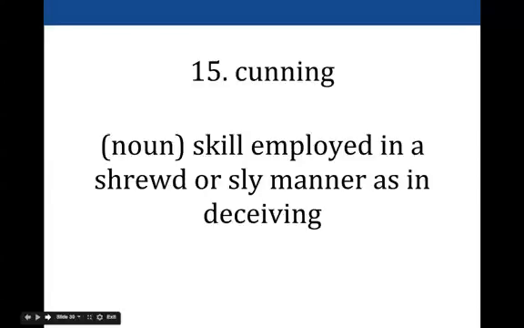So a skill that allows a person, when employed or used, to be very sly, to be kind of deceptive. And so someone who's cunning tends to have a lot of wits about them, a lot of intelligence, because they're able to plan and be very sly in the way in which they interact with others, or they say in this example, they're able to deceive other people.